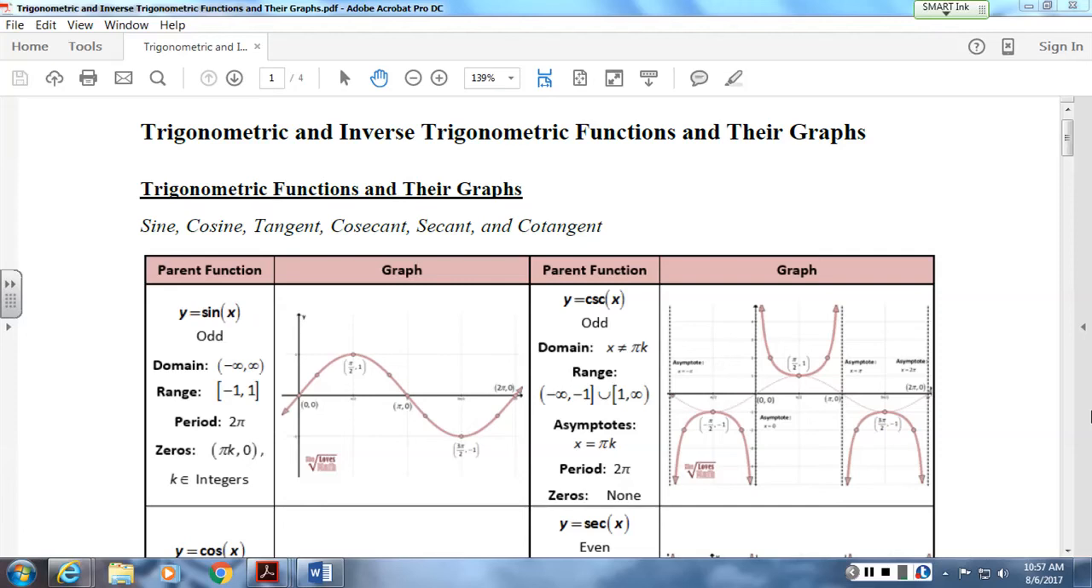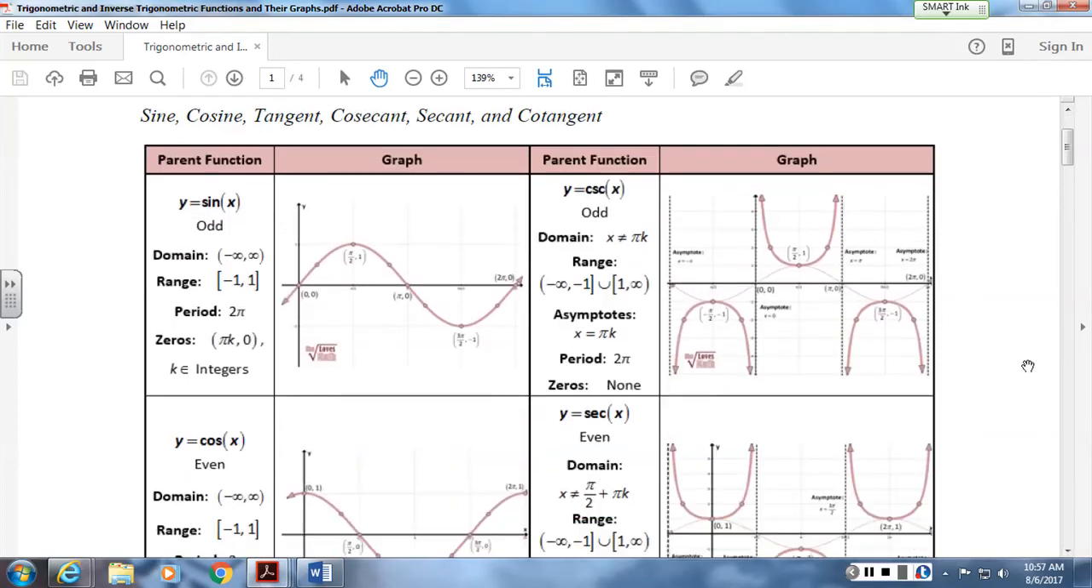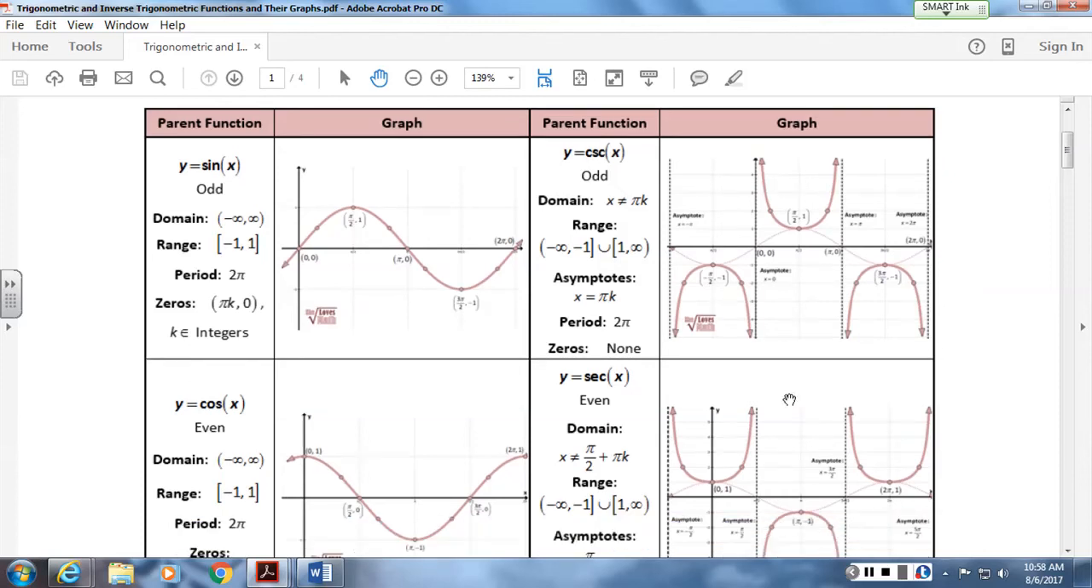Our first page of notes here just has pictures of your various trigonometric graphs as well as their domains. You see asymptotes, periods, that sort of thing. Make sure you have a general idea of this information because you are not allowed graphing calculators or calculators of any sort on your exams in this course.